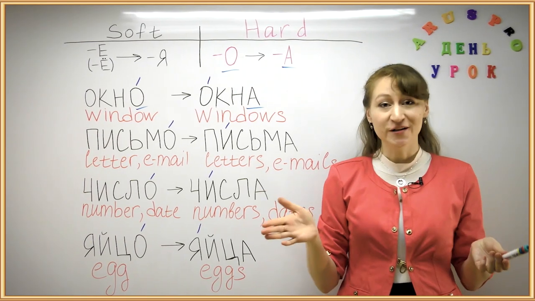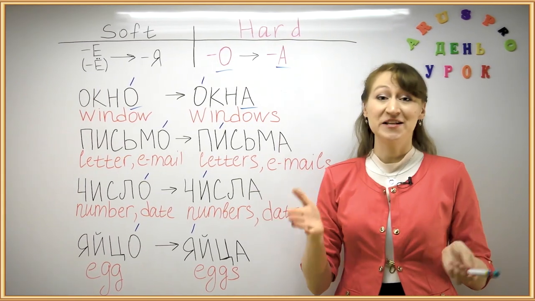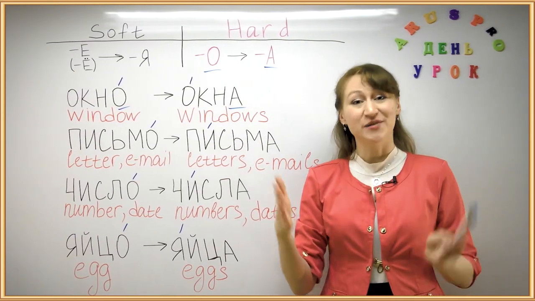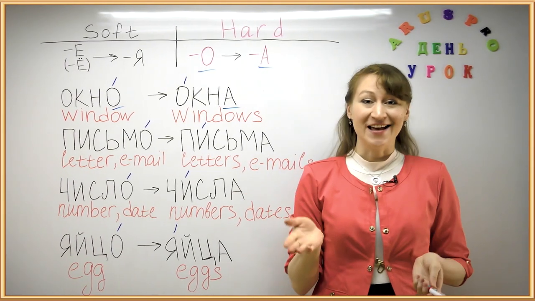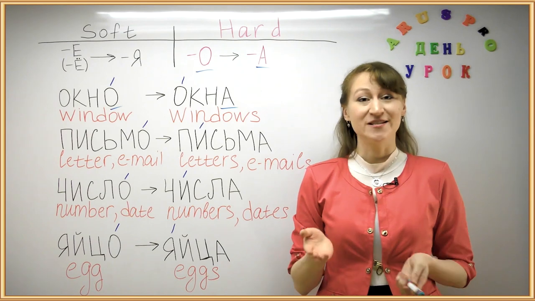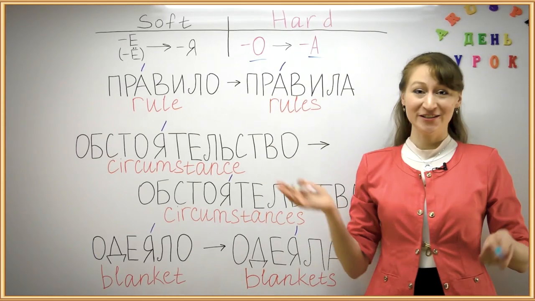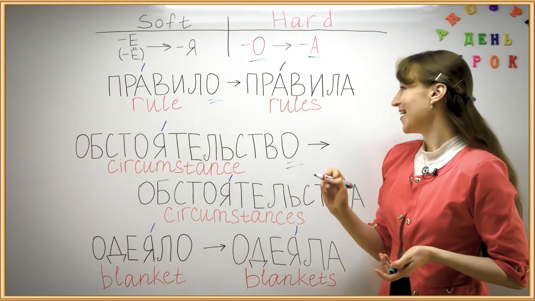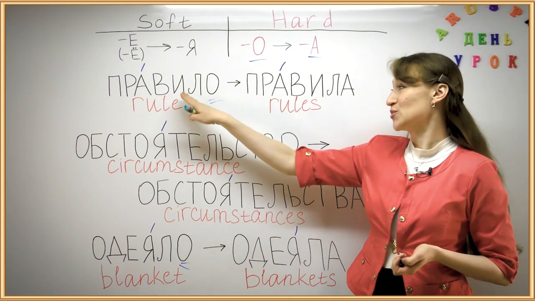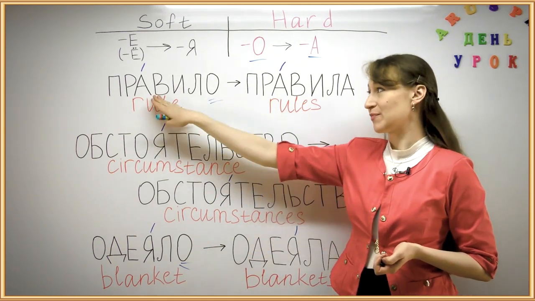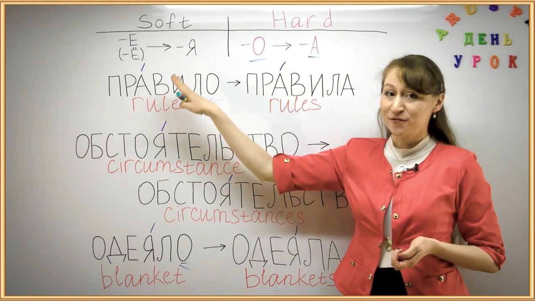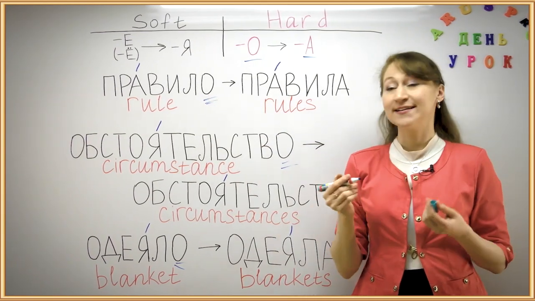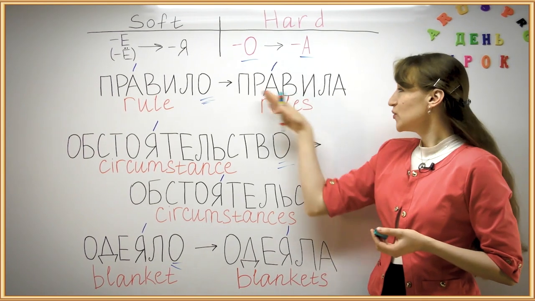Now let's look at longer nouns. Nouns that are longer than two syllables. So we will look at nouns that are three or more syllables long. And we'll see what happens with the emphasis there. So some longer neutral nouns ending in O, well, some of them are very long, but let's start with this word. Правило. So again, in the singular form, since the ending is not stressed, we pronounce it as a weak A. Правило.